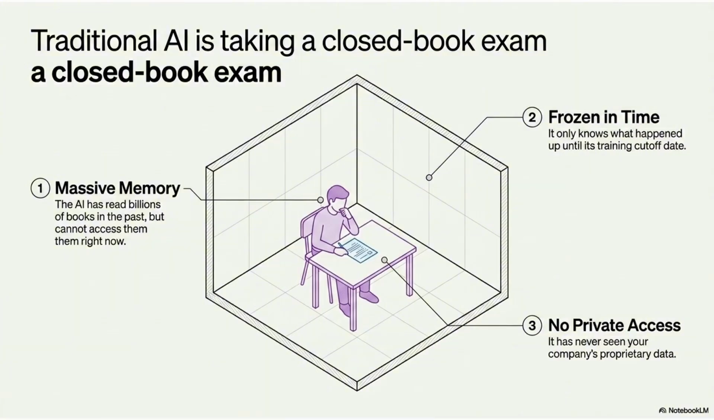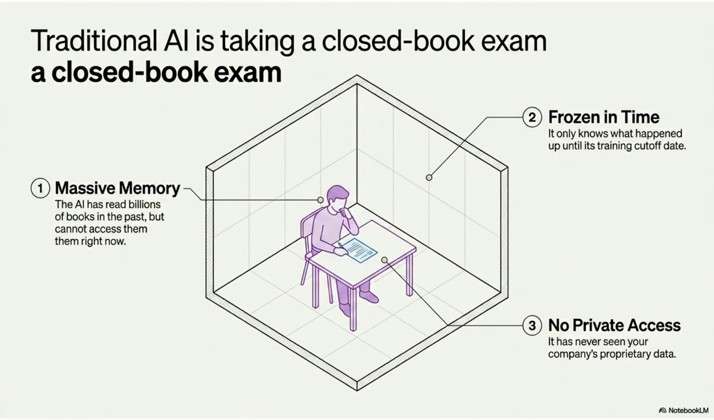Okay, so what is this problem that RAG is exactly solving for us? Let's take a look into it. Consider that a normal AI model is like a student taking a closed book exam. It has two massive problems. First one is it's frozen in time. Every AI model is trained on some data in the past and it has memory of only up until the cutoff date of that training data. So if you ask any AI model about yesterday's news, it doesn't know the answer. It only knows the answer until that particular date that it was trained on.